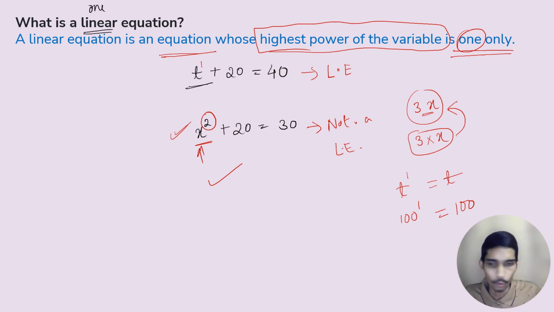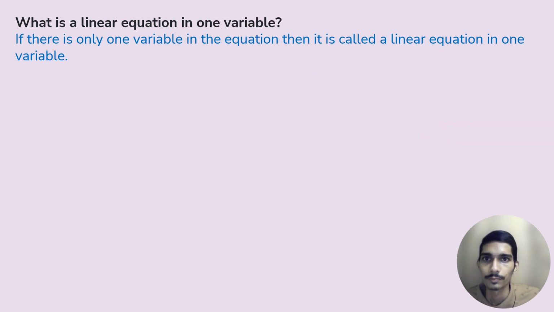We will not stretch this video much. Only the last topic is there, that is linear equation in one variable. But what does linear equation in one variable mean? Now we will talk about what is a linear equation in one variable. We have understood the linear equation. Now what does linear equation in one variable mean?